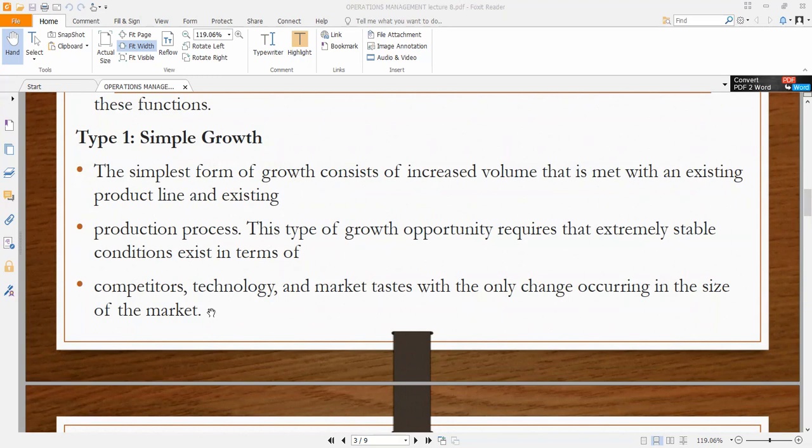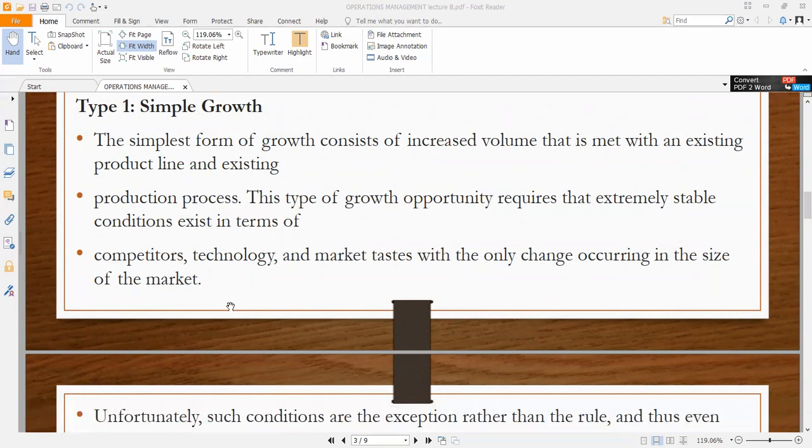Mostly it requires that there's a stable condition in which the products are produced: competitors, technology, and market tests. Of course, market tests means having a stable number of customers for the business. Even competitors are known, as well as the technology.